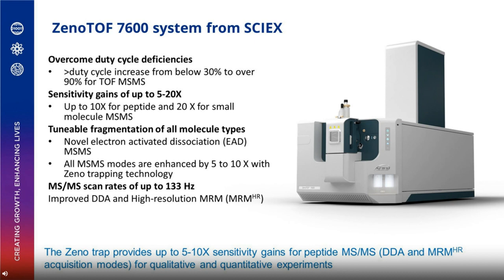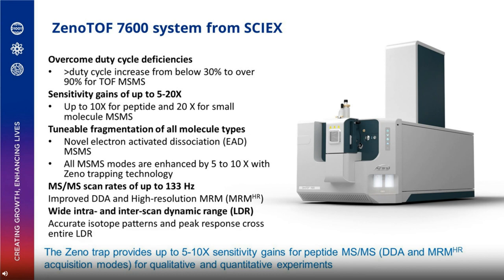With the MS scans, rates can go up to 133 Hertz. It improves DDA with high resolution MRM, and a wide intra- and inter-scan dynamic linear range. With this, no other system at the routine level has alternative fragmentation like this. So detection of up to 20 times more ions in every experiment, and also the spectrum fragmentation, unlock new perspectives for every molecule in every experiment. This is really a good advantage of the ZenoTOF.